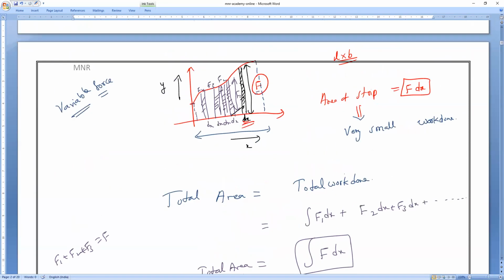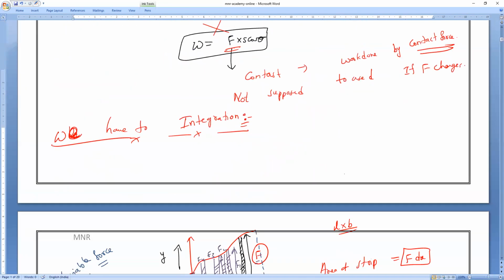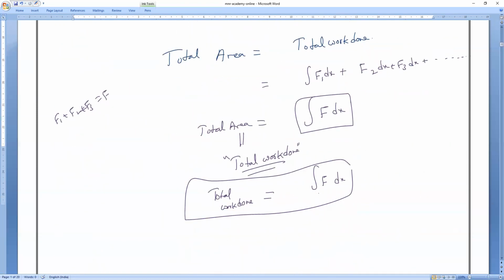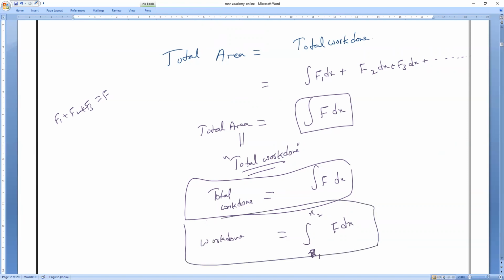Now there is a limit. You always have to notice that there is definitely a limit. Let me take the limit as x1 to x2. So by then, work done is equal to the integral from x1 to x2 of F dx. Everybody has to know this. Clear, everybody? So work done is equal to the integral of F dx. Any problem in this? Let me know.